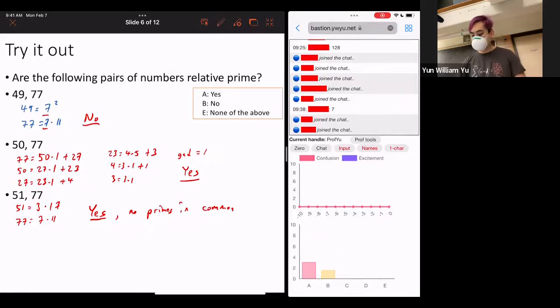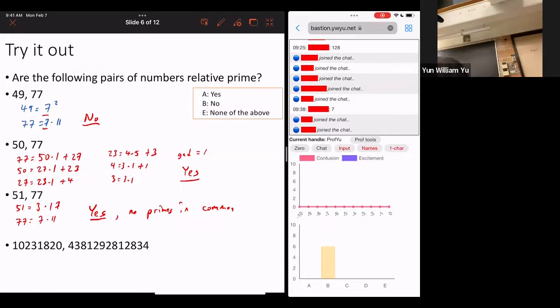Okay, let me zero out chat again. And let's do one last one. What about these two numbers? Let me try reading them off. 10,231,820 and how many is that?